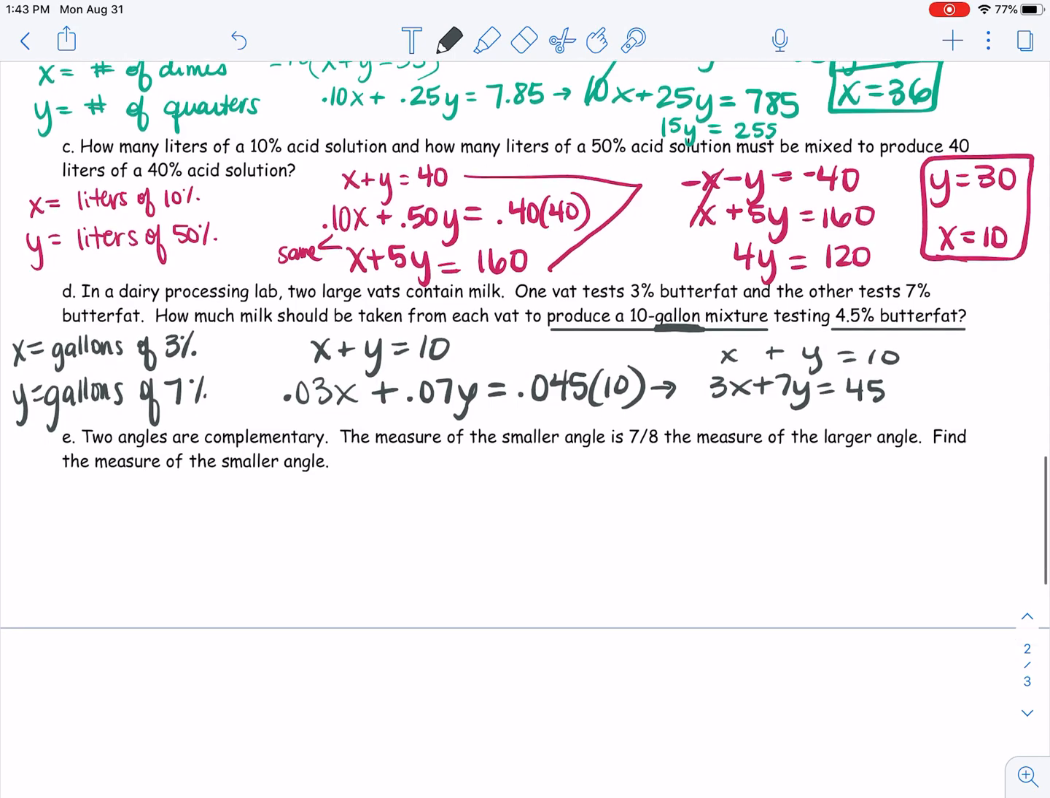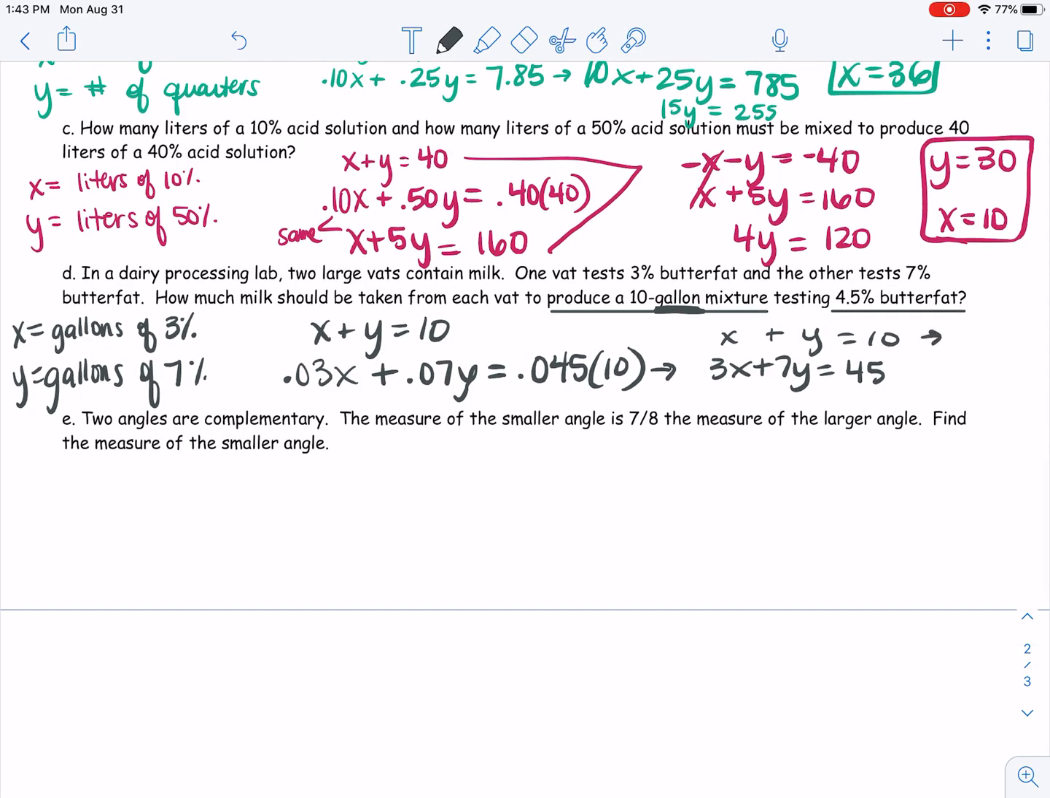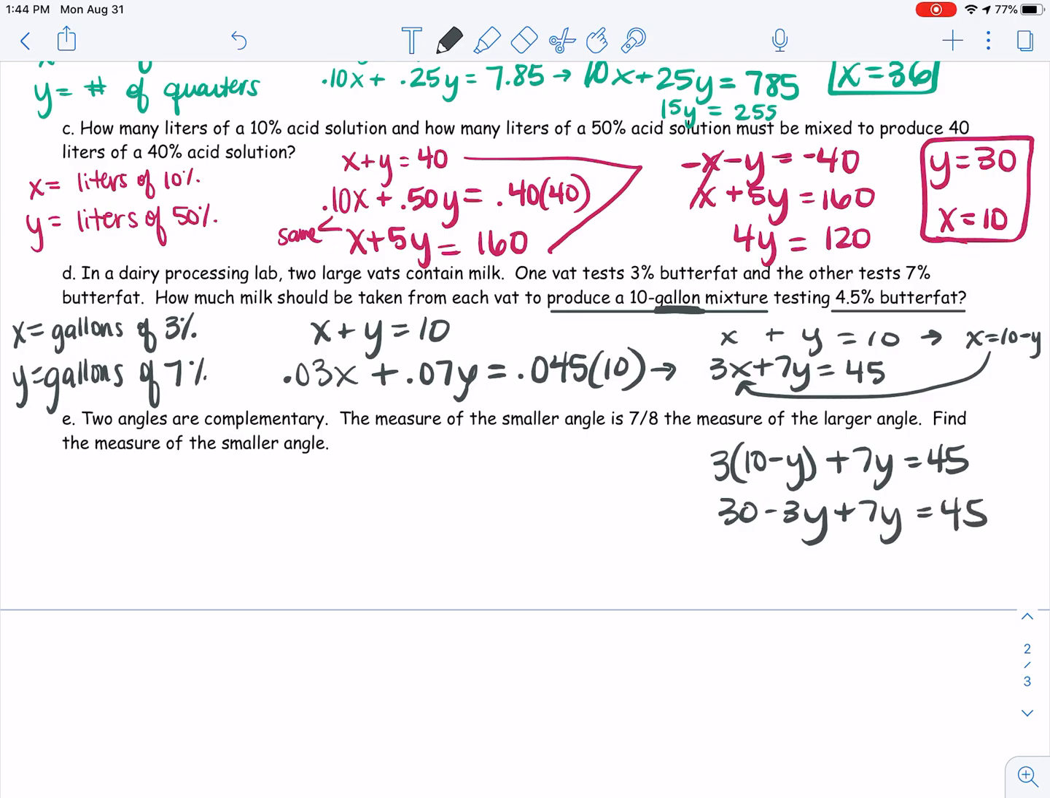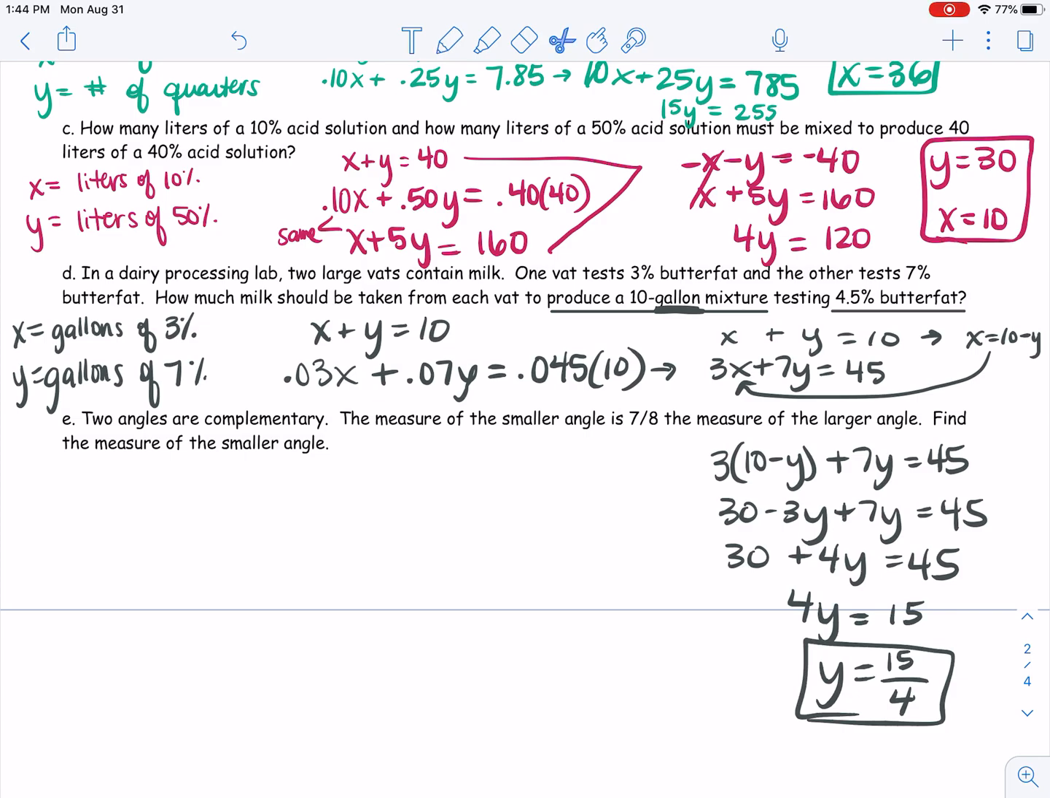I've been doing elimination a lot. We can do substitution. Maybe we'll turn this into x equals 10 minus y. And so if I plug that in right here, I'm going to use my other space real quick. So that would be 3 times 10 minus y plus 7y equals 45. So that would be 30 minus 3y plus 7y equals 45. So that would be 30 plus 4y equals 45. So that would be 4y equals 15. So that would be 15 over 4 for y.